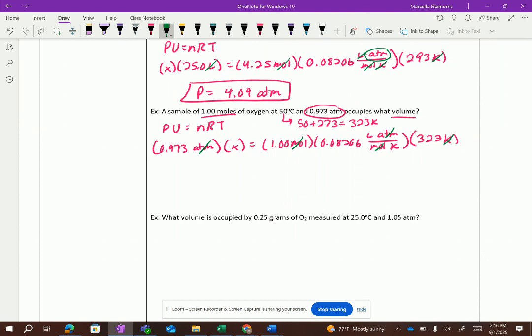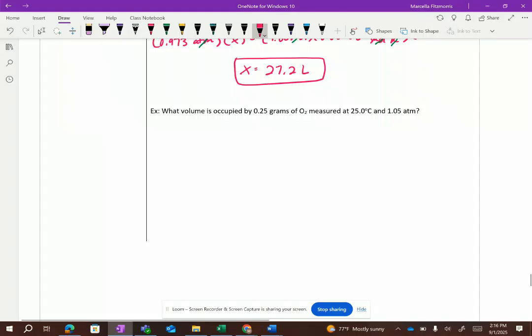So I need to convert grams to moles to use in my equation. So I'm going to divide by the molar mass, like I always do, to go from grams to moles. And I'm going to get 0.0078125 moles of oxygen. I do not want to round a number that's this small because it'll throw my whole answer off. So I'm going to use the whole thing. It is not a final answer, so I'm not rounding it.